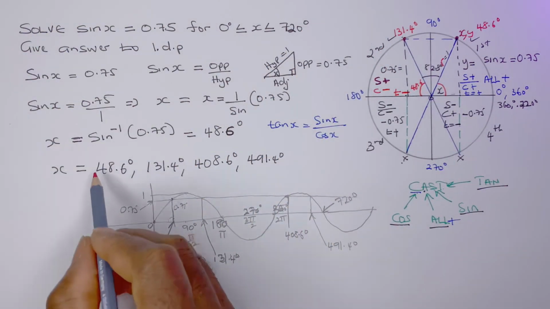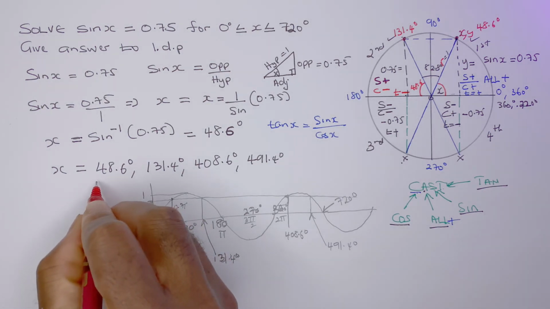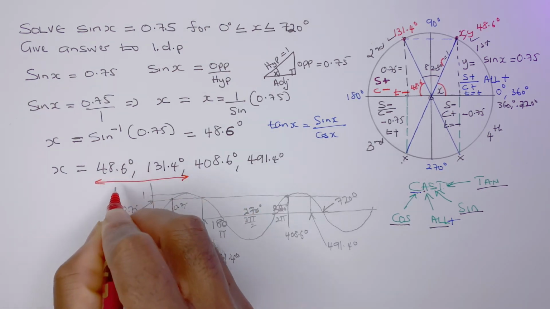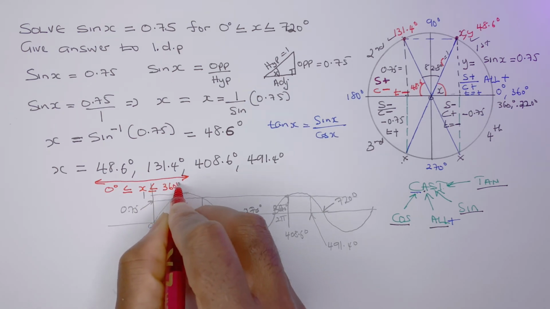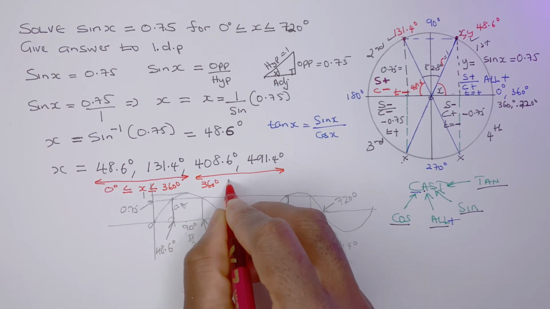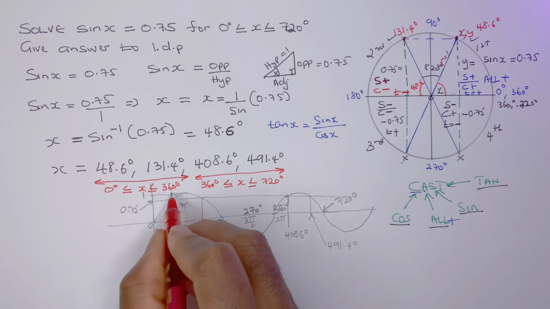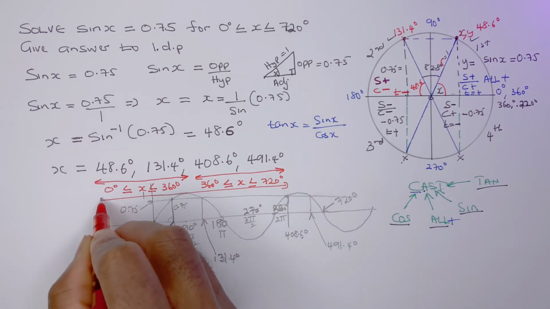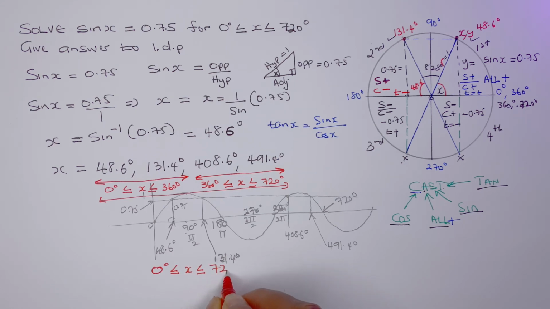Using a unit circle, we can work out the values that we need when given a specific boundary. So for this value, the answer we're looking for is this one here. Just to remind you, this value here is between 0 degrees less or equal to x less or equal to 360 degrees. This value here is between 360 degrees less or equal to x less or equal to 720 degrees. Altogether, the values will be between 0 degrees less or equal to x less or equal to 720 degrees.